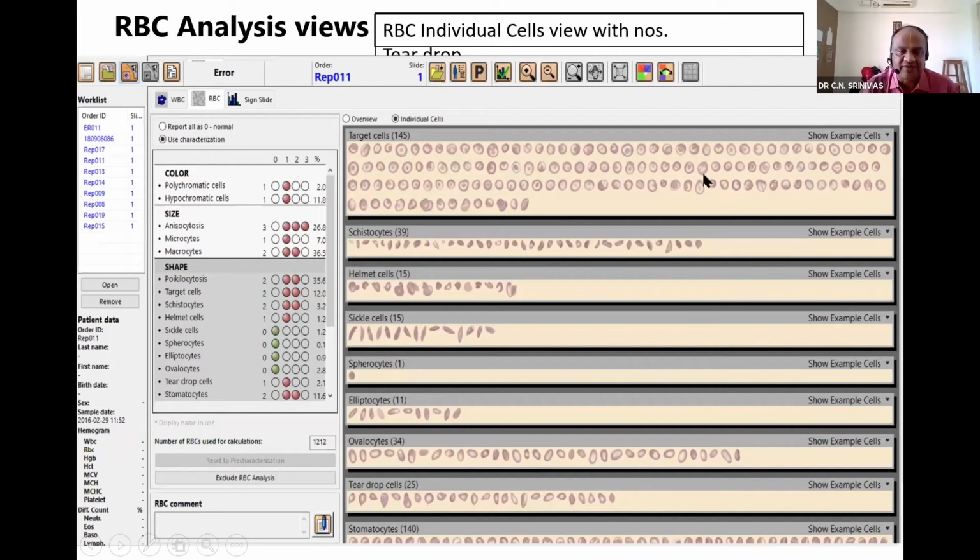On your right-hand side, you have the gallery where it shows the number of target cells, number of schistocytes, number of helmet cells, number of sickle cells, number of spherocytes, the elliptocytes, the ovalocytes, and the teardrop cells itself. So you can connect this to your LIS, and the reports can be generated based upon the ISLH guidelines, and you have a beautiful smear report using the digital morphology itself.